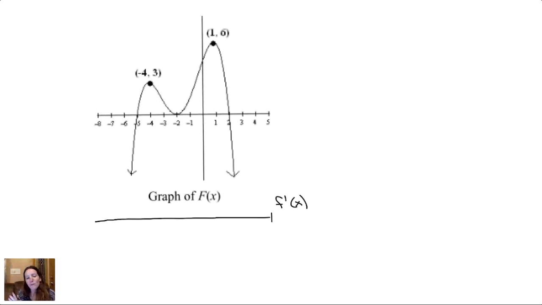So f prime of x. There's a couple things we know. I always like to start with f prime of x equaling 0. Those are the easiest points to find. So when does the slope of the function equal 0? Go ahead and look at that graph and tell me when you think the slope of the function is equal to 0.